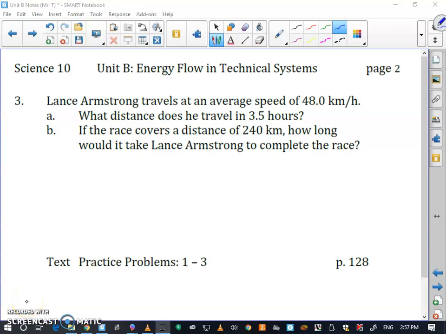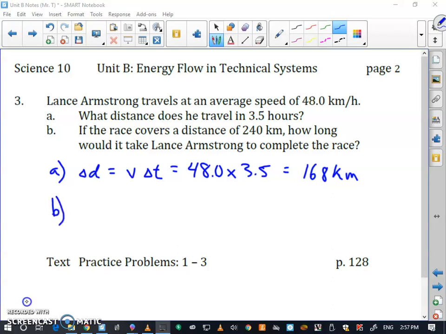Right, in question number 3, we've got Lance Armstrong. He travels at an average speed of 48 kilometers per hour. What distance does he travel in 3.5 hours? So we're looking for the distance. The distance should be speed times time. Our substitution is 48 kilometers per hour multiplied by 3.5 hours. That's 168 kilometers.